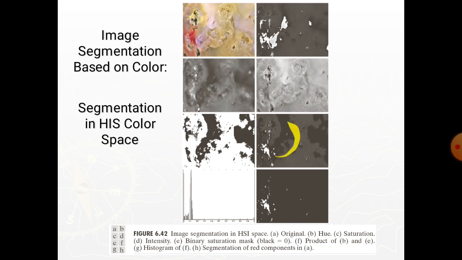Figure F is the product of the mask with the hue image, and figure G is the histogram of the product image. The result of thresholding the product image with threshold value 0.9 is the binary image shown in the last figure.